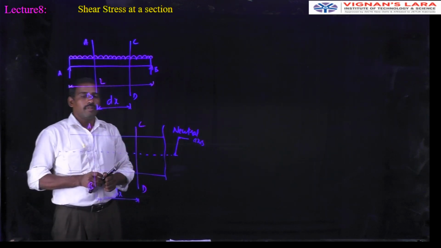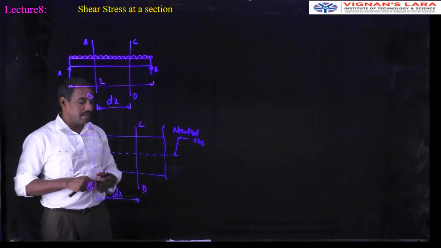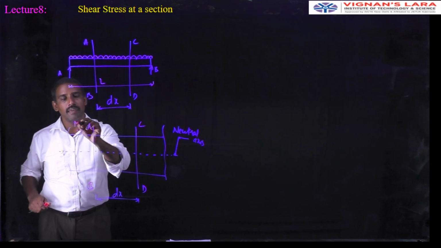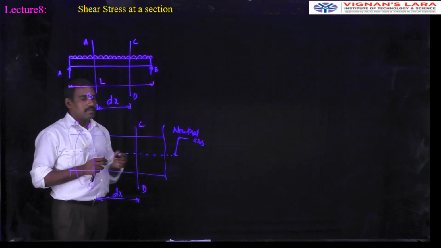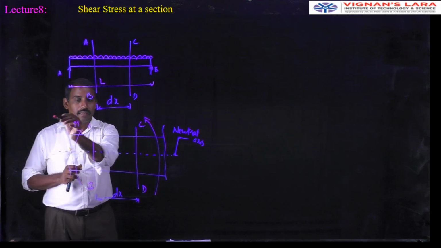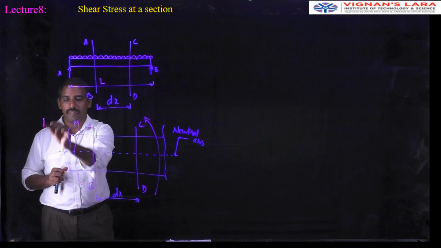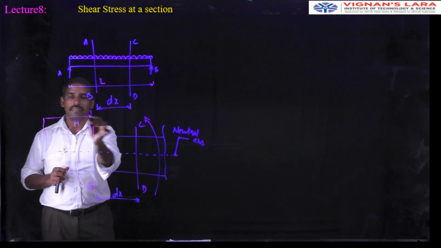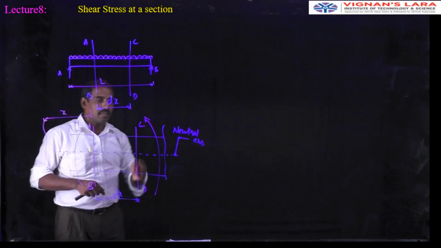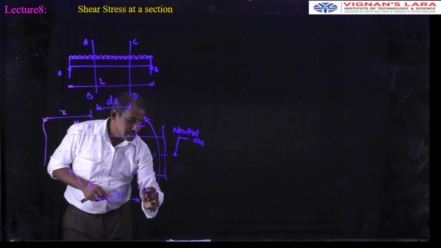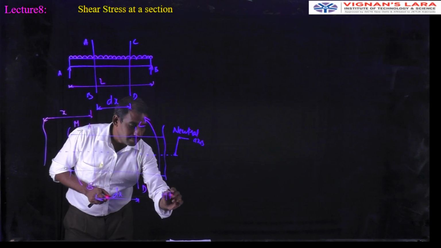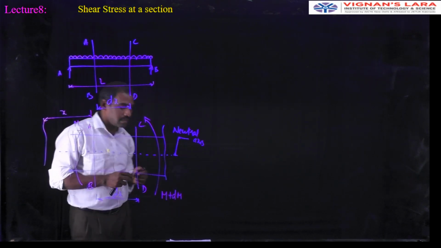What about the moment at section AB? For example, the moment at section AB is M. What about the moment at section CD? Say this is the section at a distance x from the left hand side. So the moment at a distance x plus dx, or at section CD, is M plus dM.